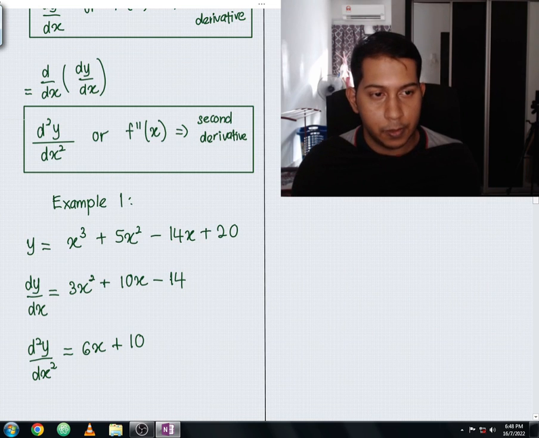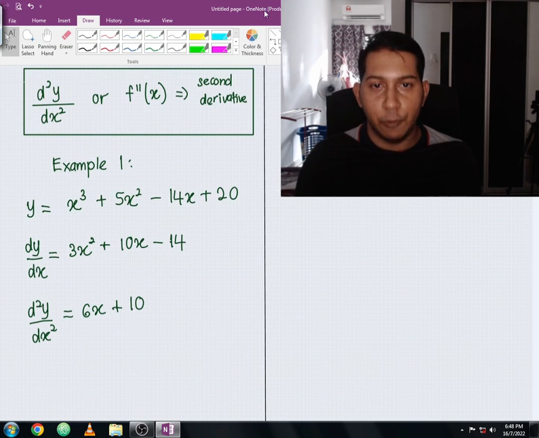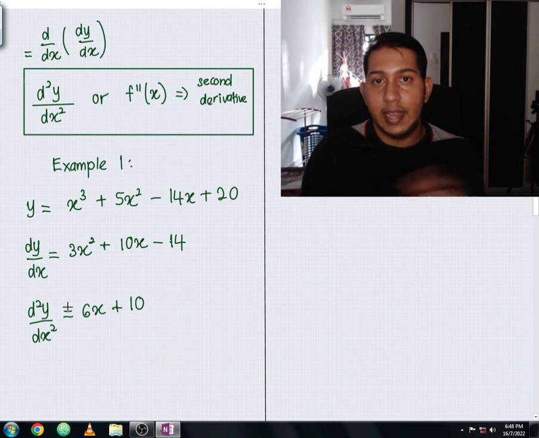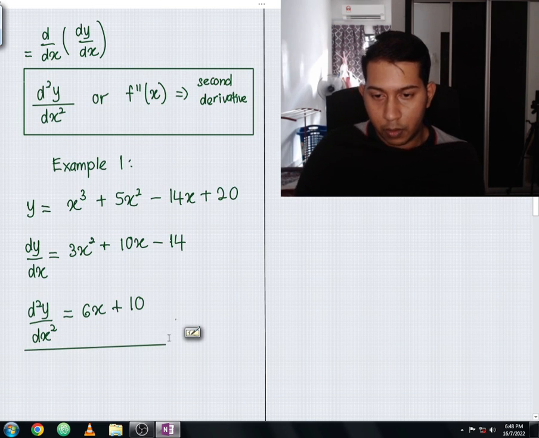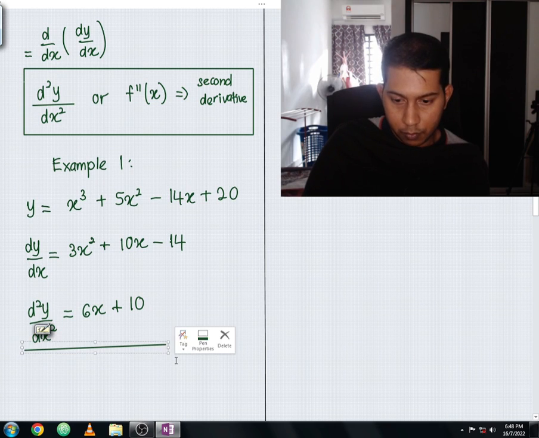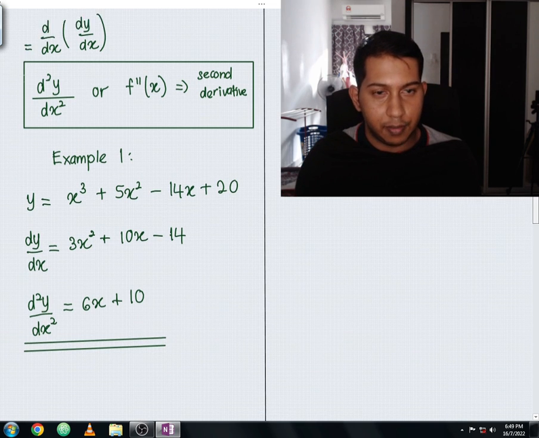Let me underline the solution for example 1. I want you to have the overall idea of how the double differentiation or the second derivative works. So this is the example of the double derivative.